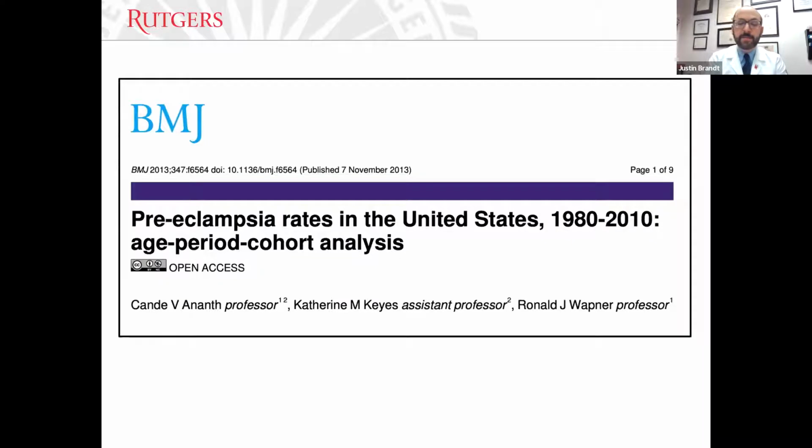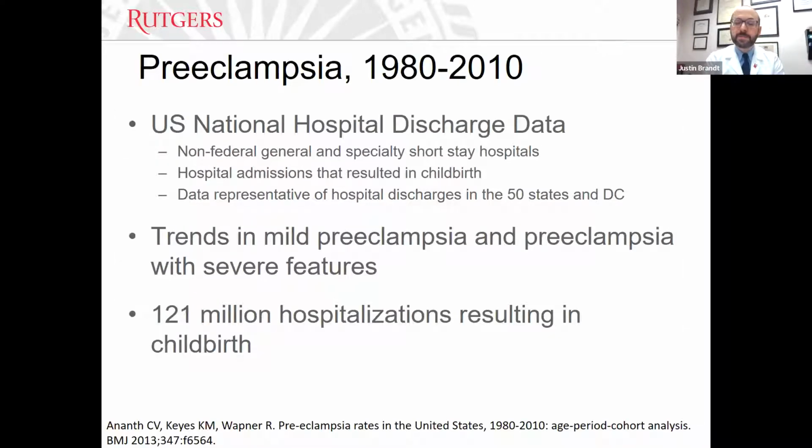Now let's look at the epidemiology of preeclampsia in the United States. This paper was published in the British Medical Journal in 2013. It used the hospital discharge data, again, that we used in the last study, and it followed all hospital discharges in the United States and Washington, D.C. from 1980 to 2010, and looked at trends in mild preeclampsia and preeclampsia with severe features. The study was also very big and included 121 million hospitalizations that resulted in childbirth.